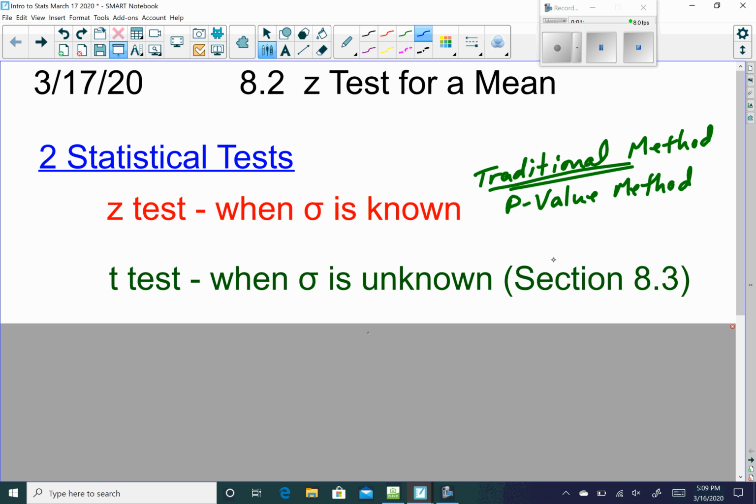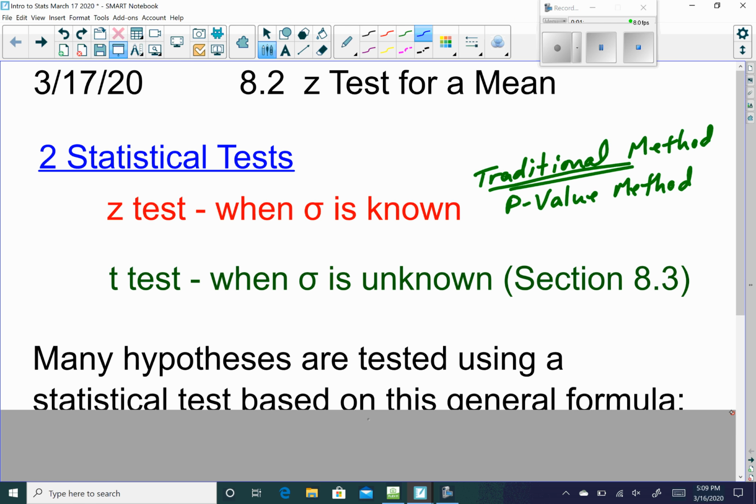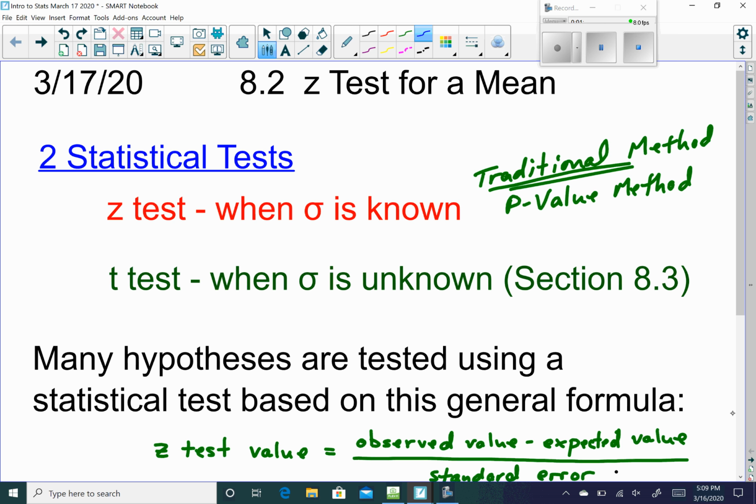So we're going to talk about, again, traditional and a p-value method when we get to section 8.3, which will be next week. I also hope you guys were able, if you don't have your own calculator, you found that website very useful, and you can use it as we go through some of our examples today.